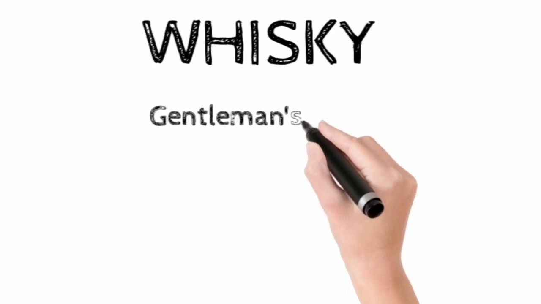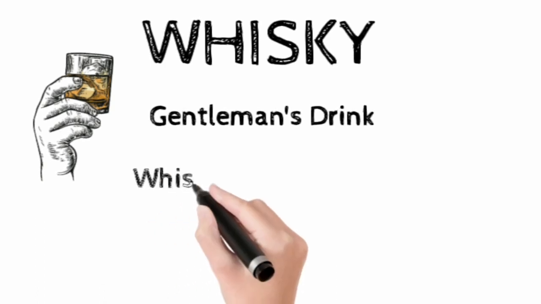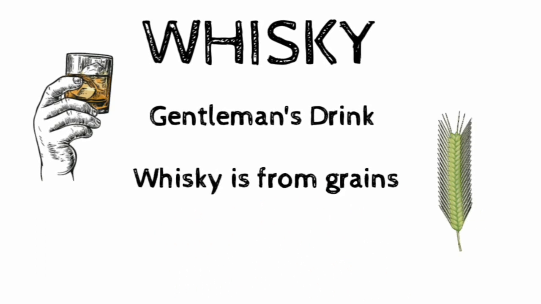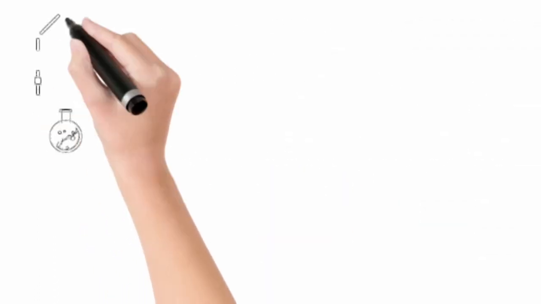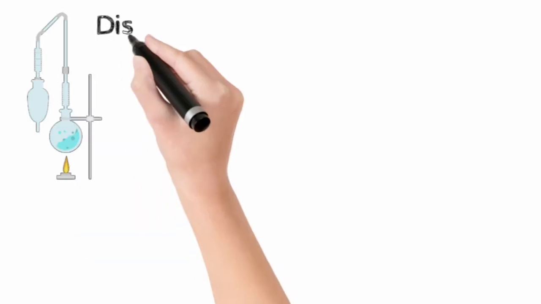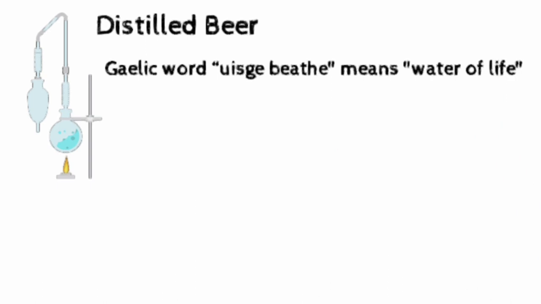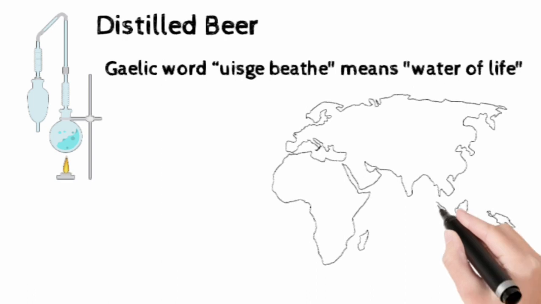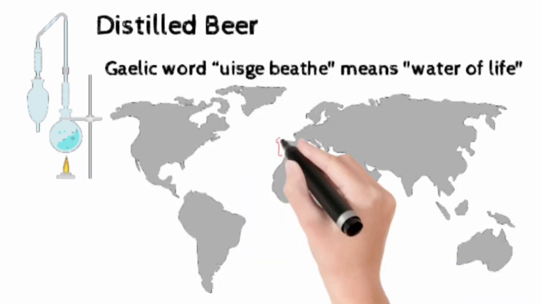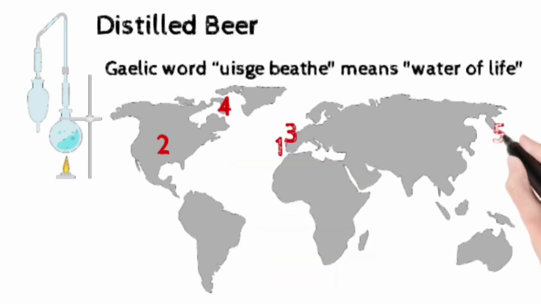Whiskey. What is whiskey? As we all know, whiskey is a gentleman's drink and mostly consumed by men. Whiskey is the distilled spirit obtained from grains and aged in oak cask. Whiskey is made from distillation of beer. Whiskey takes its name from the Gaelic word uisge beatha, which means water of life, which is a very old drink. Today whiskies are produced all over the world. The five major producing countries are Scotland, America, Ireland, Canada, and Japan.